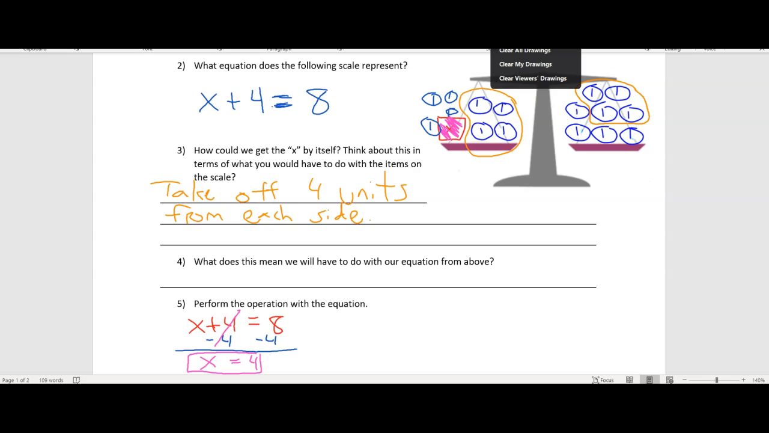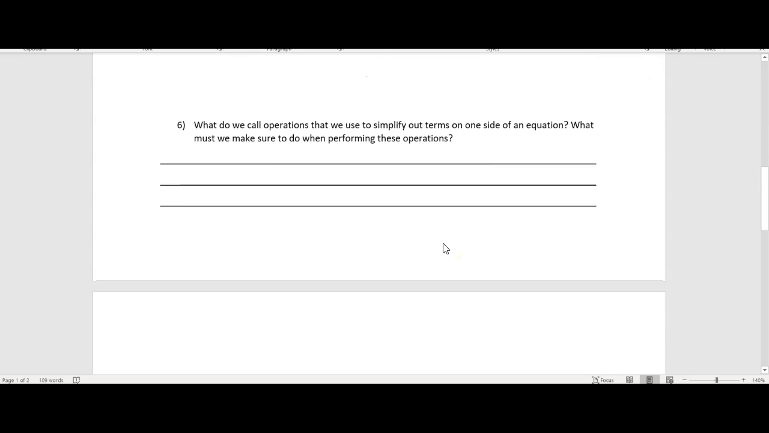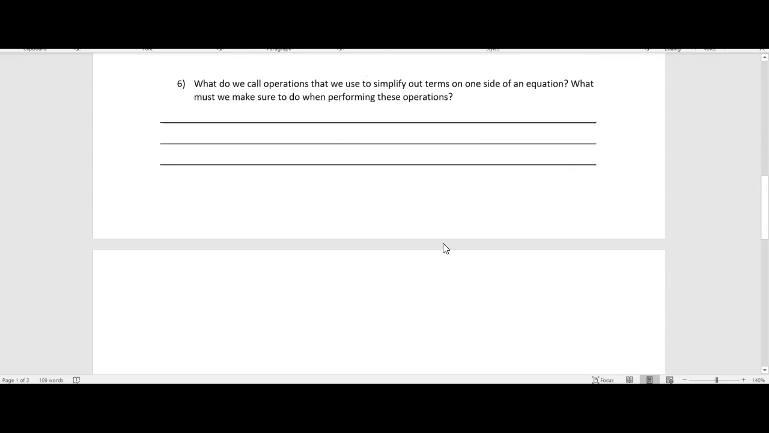We have some special names for what we just did. Let me erase some of this. Actually, just going to erase all of it. We're going to look down at the last question. So what do we call operations that we use to simplify terms on one side of an equation? What must we make sure to do when performing these operations? So take a minute to try to answer this question, then come on back.